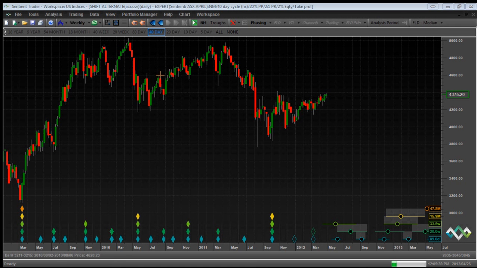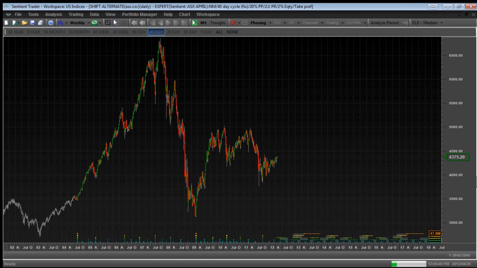So you will know that I have loaded in Sentient Trader data for the Australian Stock Exchange Index, ASX, and this is it here. Let me zoom all the way out, and you can see I have data going back to 2002, and I've performed an analysis using Sentient Trader.